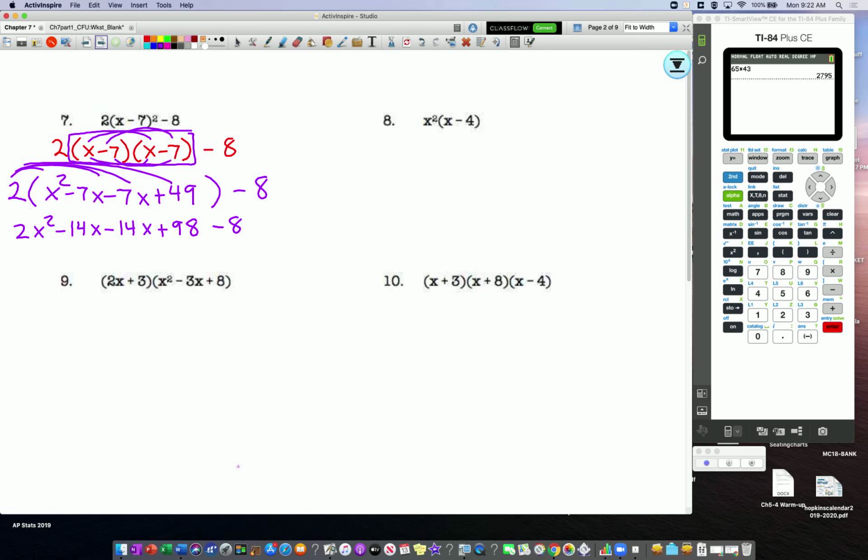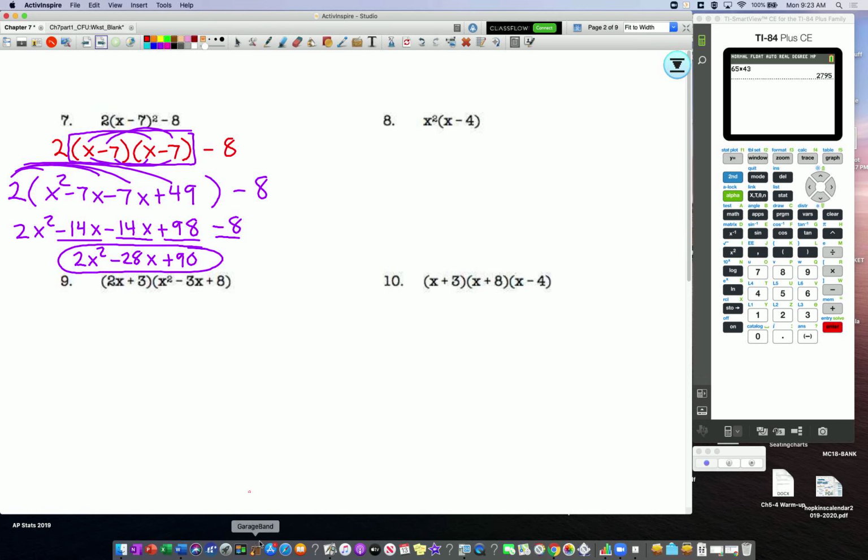Finally, I need to combine like terms. So the only squared is 2x squared. Minus 14x and minus 14x is minus 28x. 98 and minus 8 is plus 90. And I got that one done.